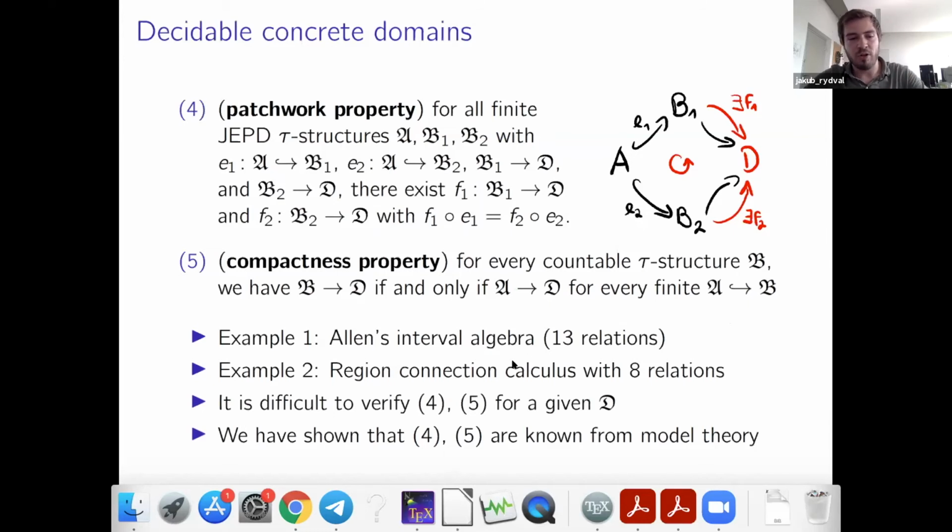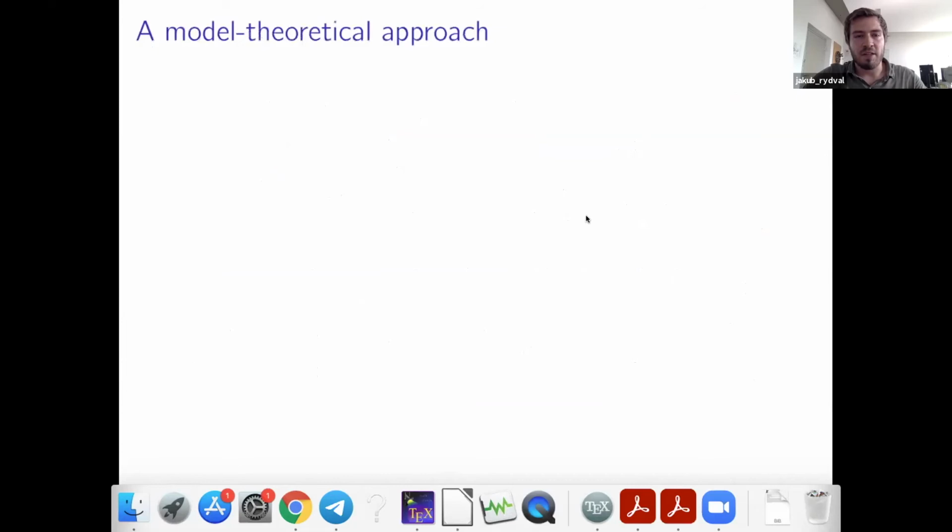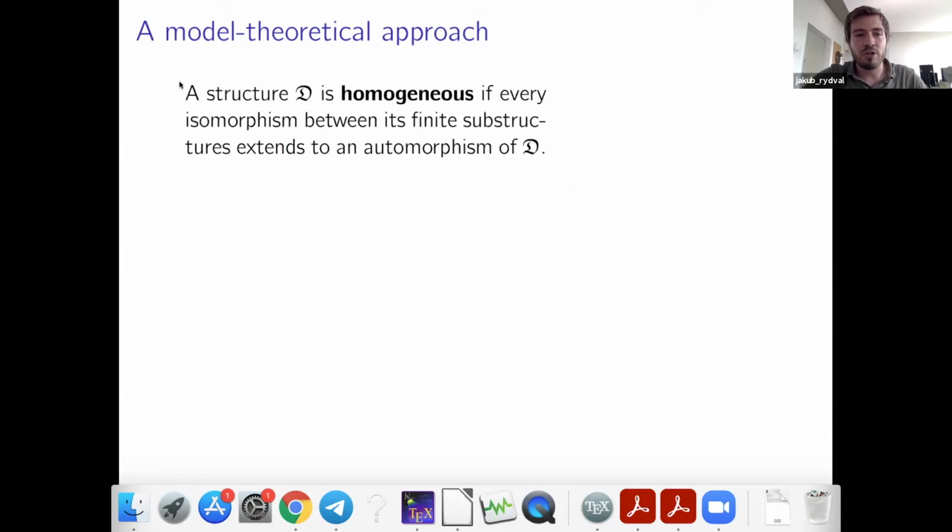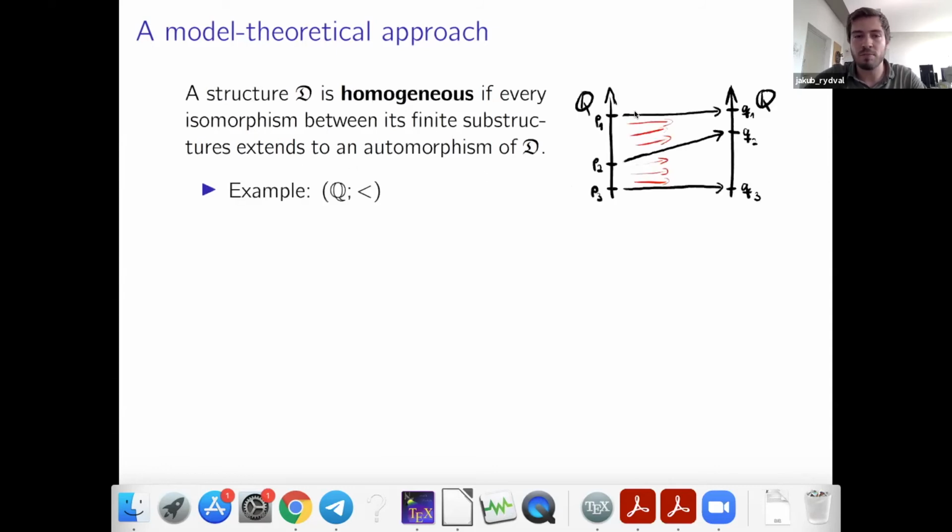So what we generally did in our paper is we have shown that 4 and 5 are actually known from model theory. So we've given some different model theoretic properties that can be found in the literature, and that can be related to the patchwork and the compactness property. But here, for time reasons, I will only give you our main result, and also some notions that are necessary to comprehend this main result. So the first notion, a structure D is homogeneous if every isomorphism between its finite substructures extends to an automorphism.